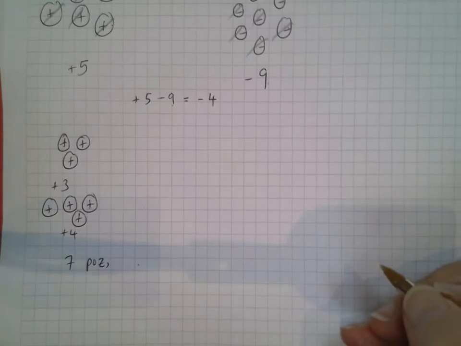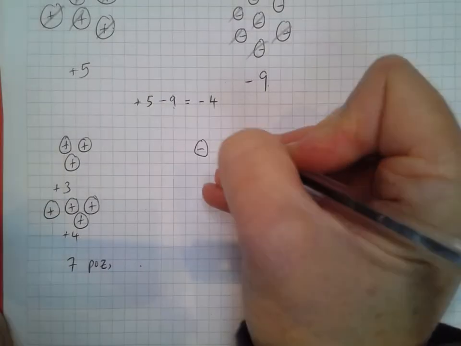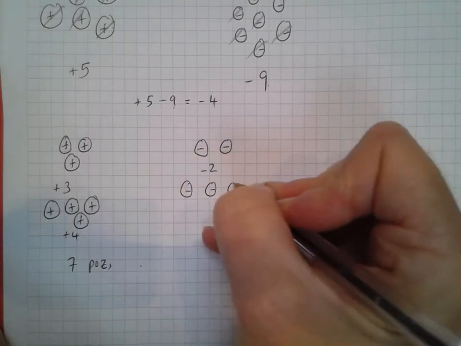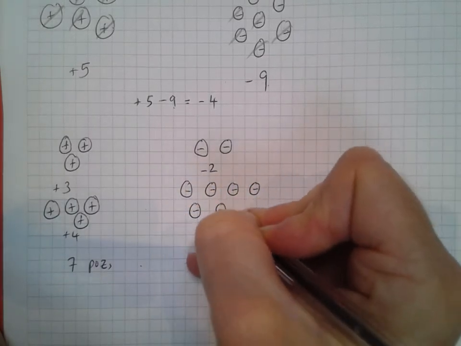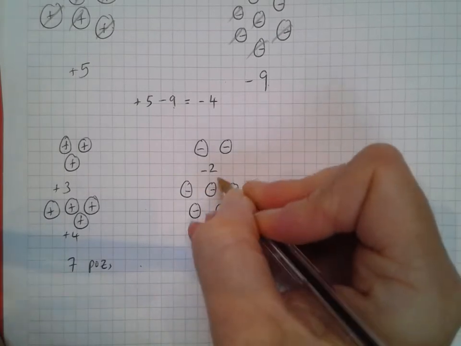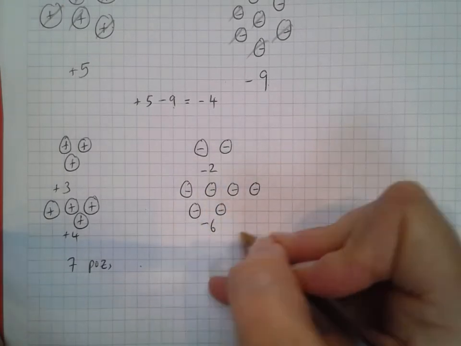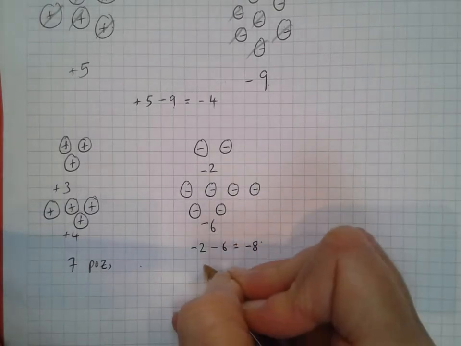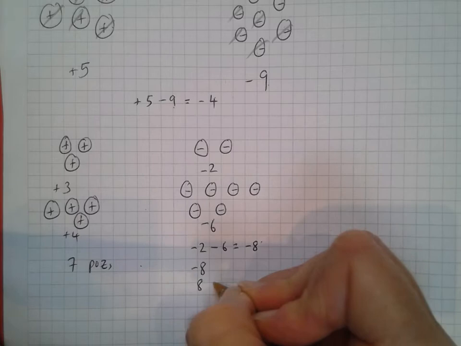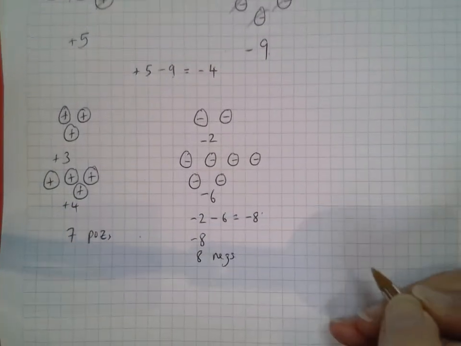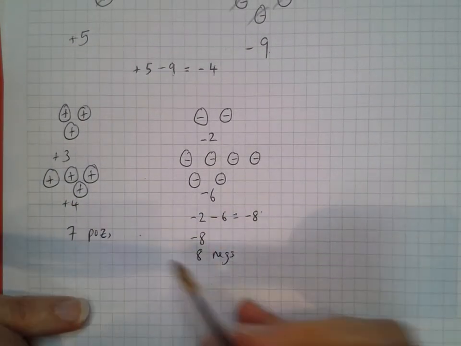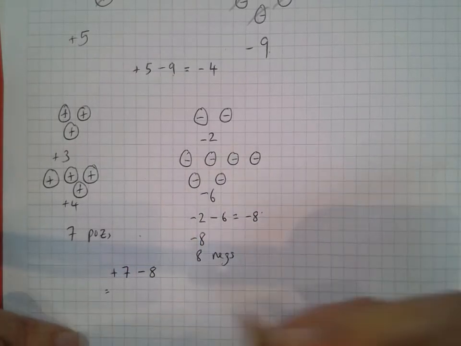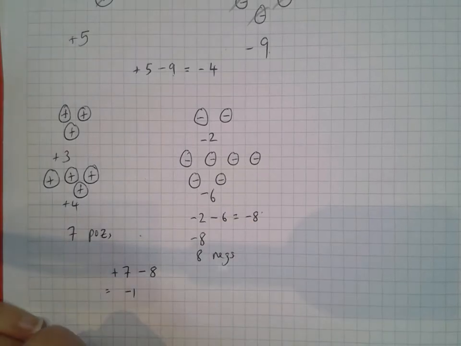Okay. In the park to start with, there were 2 negs, negative 2. But then along came 6 negs, and they joined the 2 negs. So of course, negative 2 and negative 6, when they joined together, there were 8 of them, negative 8, 8 negs. Now they had their fight. And who won? Between positive 7 and negative 8, the negs won. And they won by 1. So the answer to that would be minus 1.